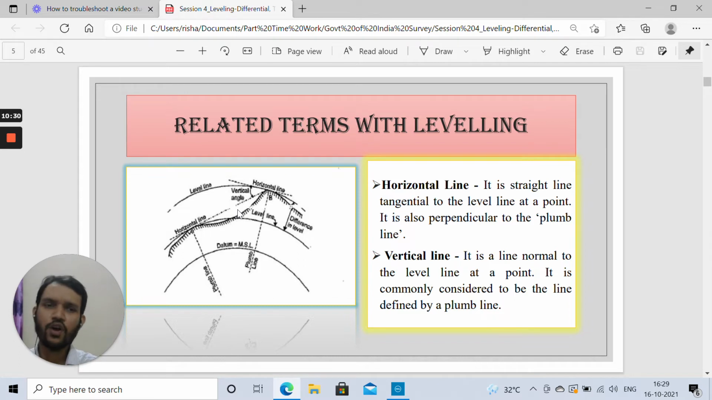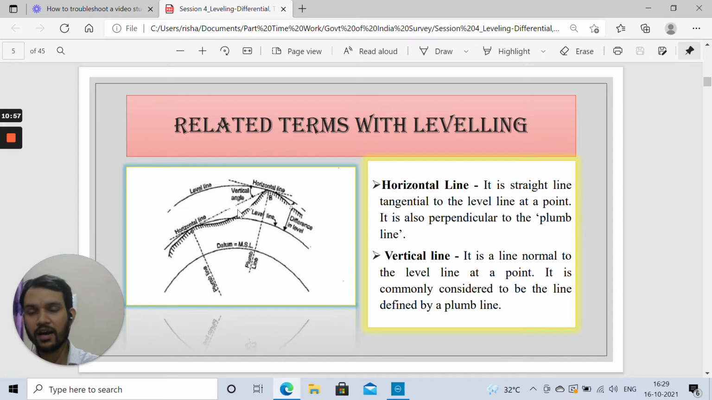As I have already told you, what is horizontal line? It is a straight line that is tangential to the level line. Okay, same definition as was for horizontal surface, it was with respect to the level surface, and when we are talking horizontal line, it is with reference to the level line. Okay, or you can say horizontal line is any line that is drawn on the horizontal surface.